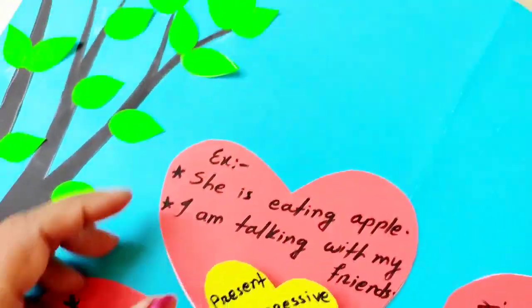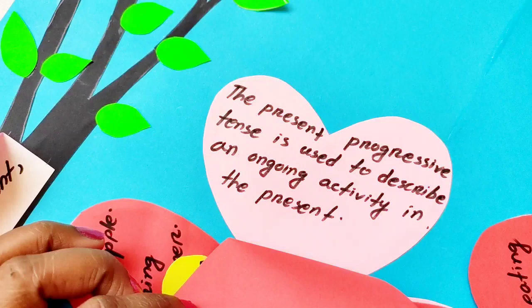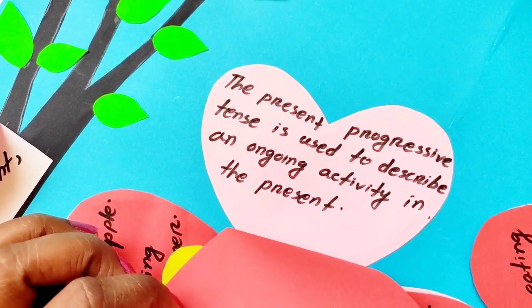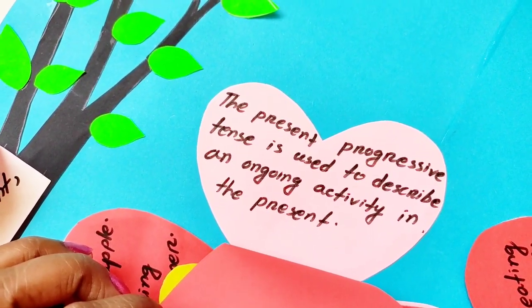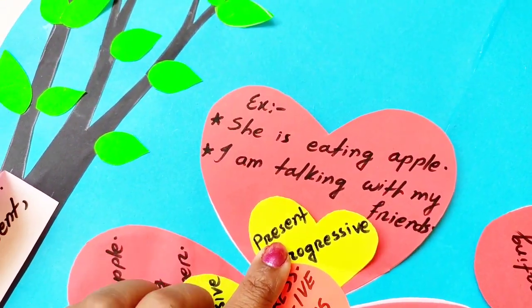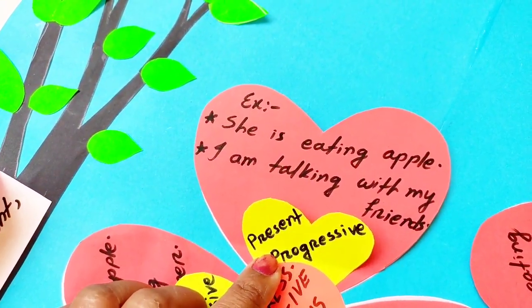Then present progressive. The present progressive tense is used to describe an ongoing activity in the present. For example, she is eating apple. I am talking with my friends.